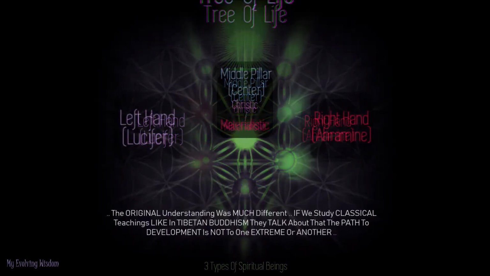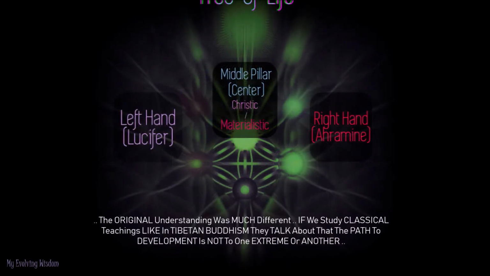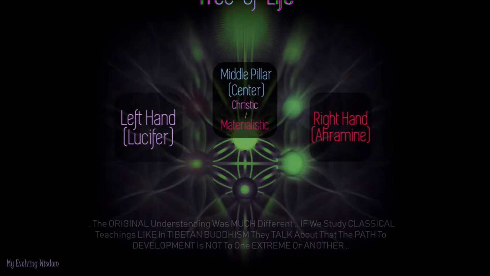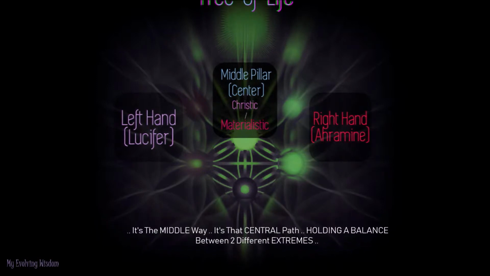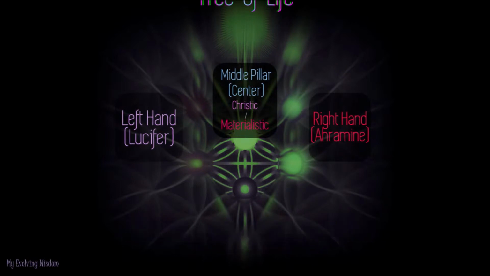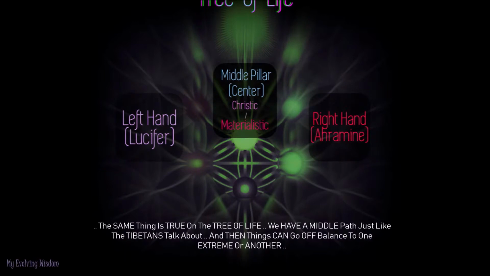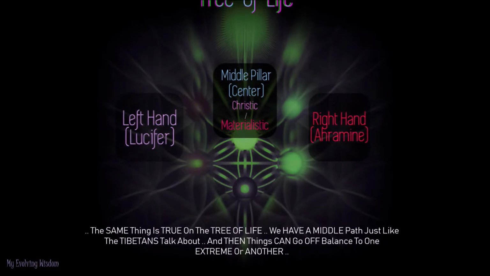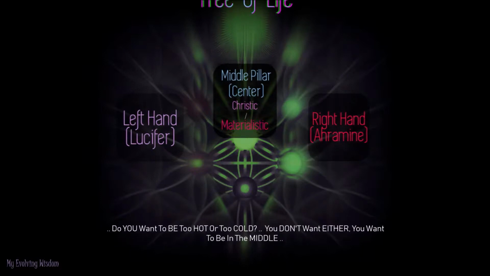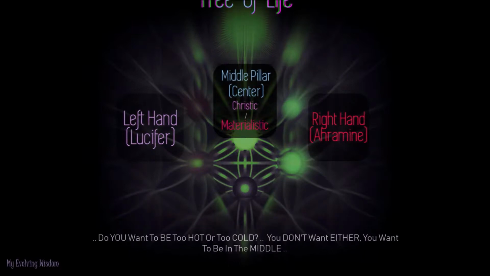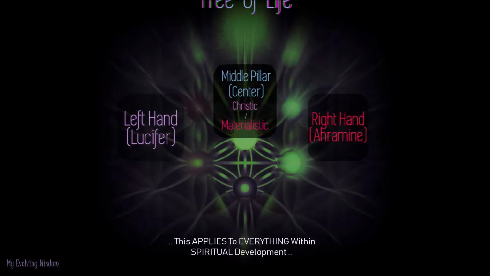If we study classical teachings like in Tibetan Buddhism, they talk about how the path of development is not to one extreme or another. It's the middle way. It's that central path, holding a balance between 2 different extremes. And so the same thing is true on the tree of life. We have a middle path, just like the Tibetans talk about, and then things can go off balance to one extreme or another. Do you want to be too hot or too cold? You don't want either, you want to be in the middle. But this applies to everything within spiritual development.